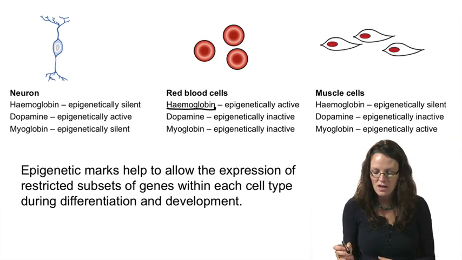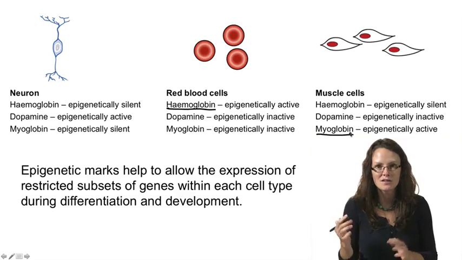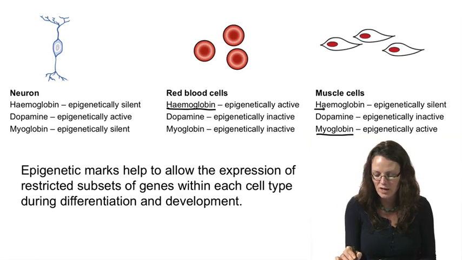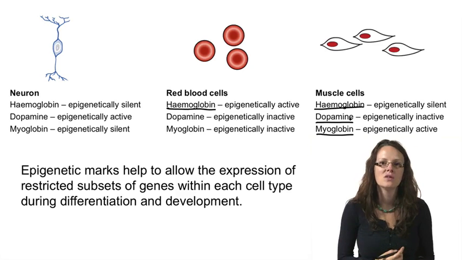By contrast, then, a muscle cell will have myoglobin being epigenetically active with the exclamation marks, but now those full stops will be placed over hemoglobin and dopamine. So epigenetic control allows or permits this differential expression of genes within each cellular lineage, and therefore permits the development and differentiation of hundreds of cell types from the single genome.